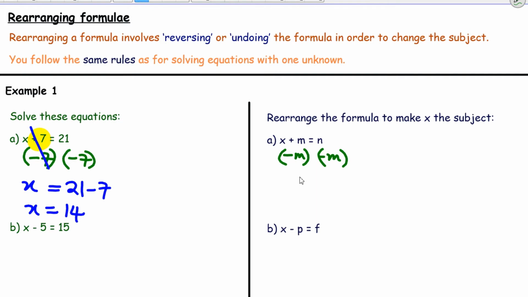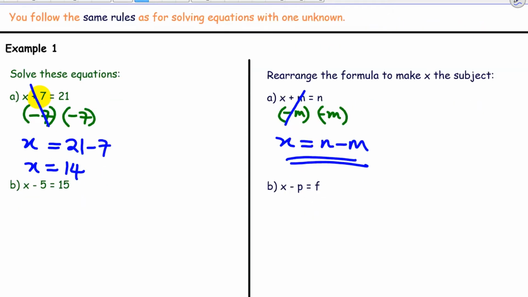So what we shall end up with is, of course we know that m minus m will be 0. So what we shall end up with is x is equal to n minus m. And already you can see that we've made x the subject of the formula. X is on one side, everything else is on the other side.